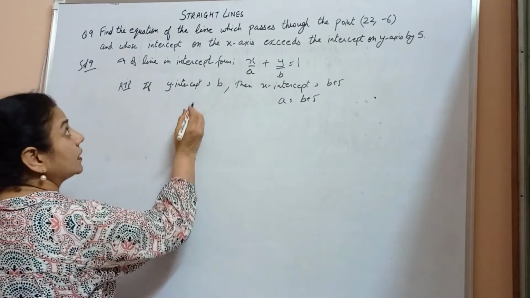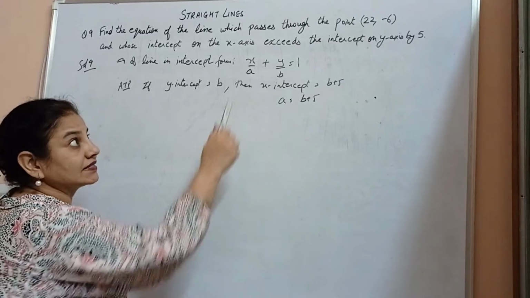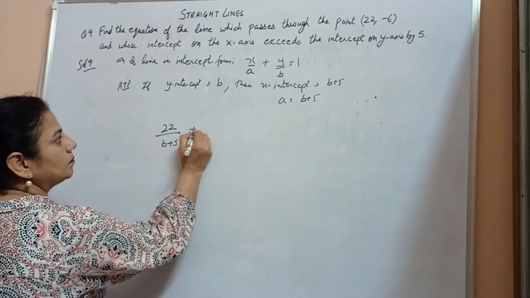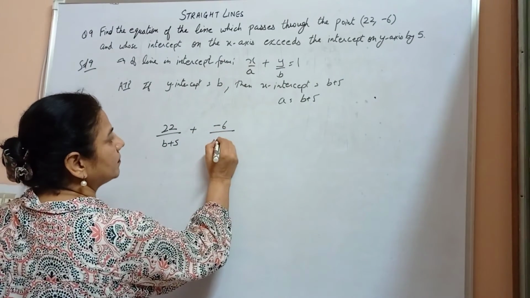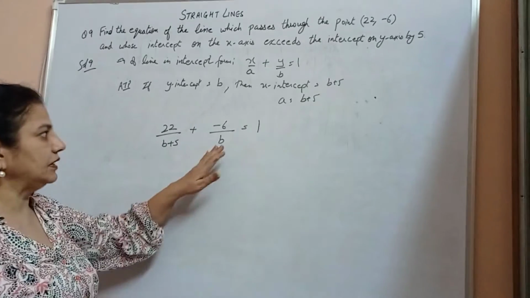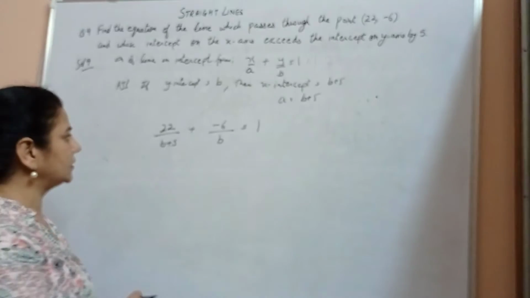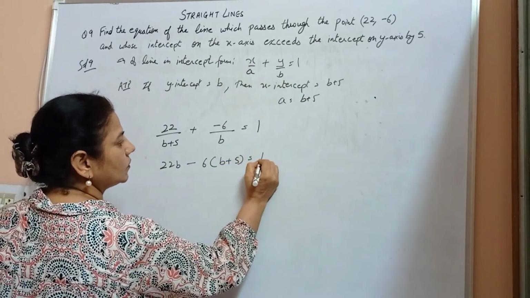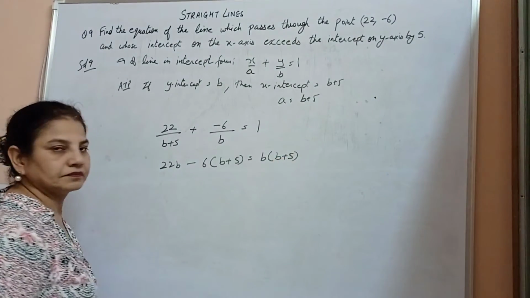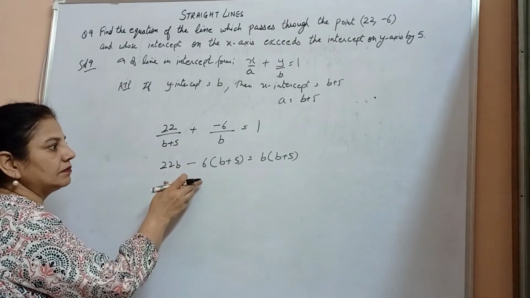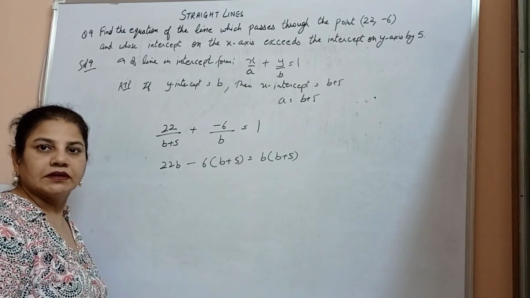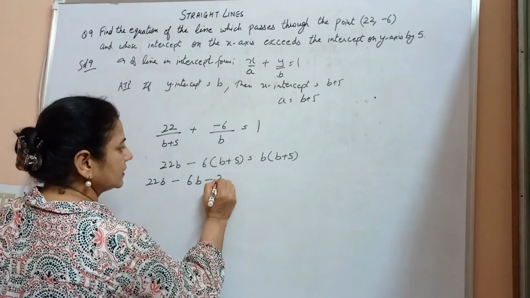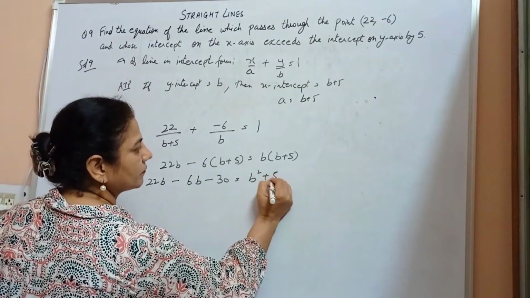Now substitute the values, and also it passes through the point 22, minus 6. So x is 22 and y is minus 6. Substitute the values, we get 22 upon b plus 5 plus minus 6 divided by b is equal to 1, as b is the y intercept. Now cross multiply and solve this, we get 22b minus 6 times b plus 5 is equal to b times b plus 5. On solving, 22b minus 6b minus 30 is equal to b square plus 5b.